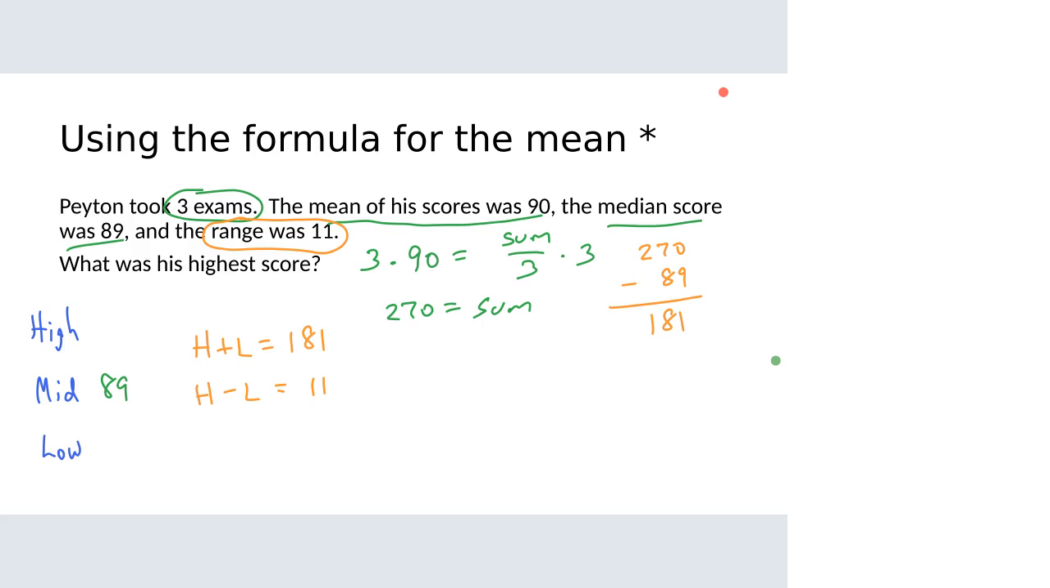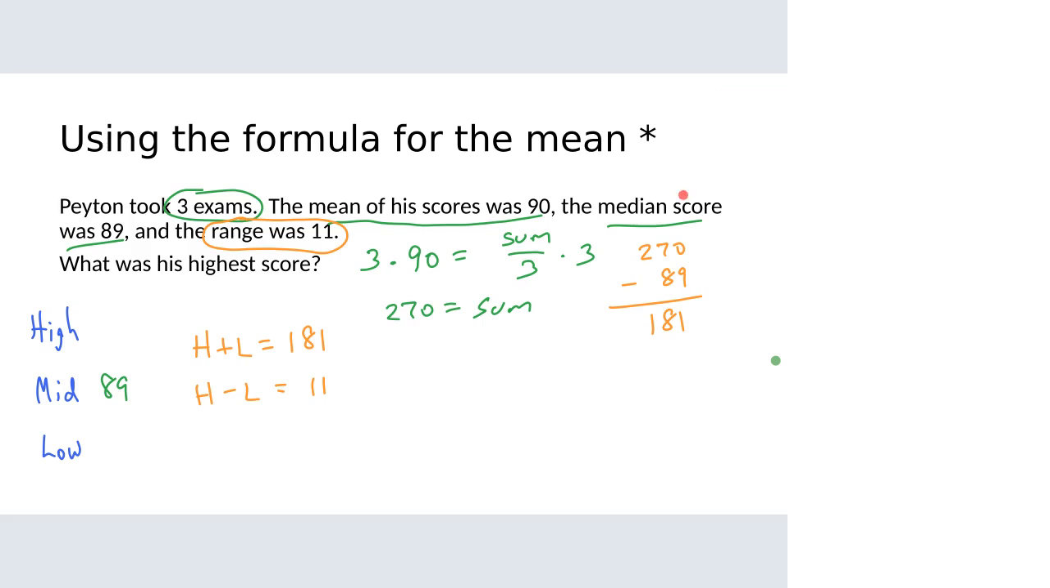Like I said, you could also use trial and error and say, well, what if the high was 90 and then the low had to be 79? Would those 2 add up to 181? No, they don't. I need to modify this a little bit. There's nothing wrong with trial and error. But just to show you the algebra, we'll work through it that way.